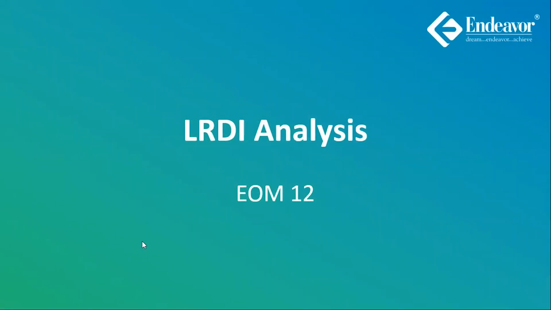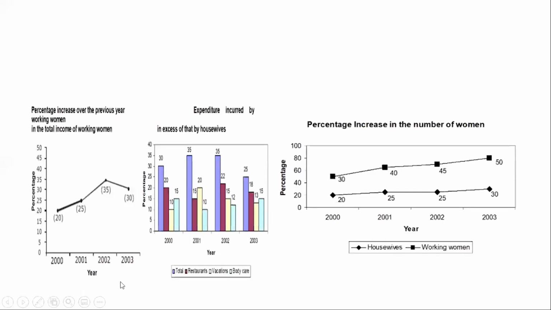So LRDI 12. Yeah, very different paper with very high weightage to the DI part. Most of the sets were DI sets, and a very good test to check your ability in case a surprise like this comes. So when we have to analyze this paper, let's see the first set.